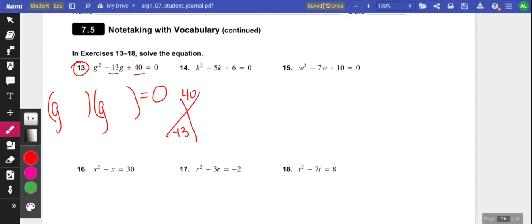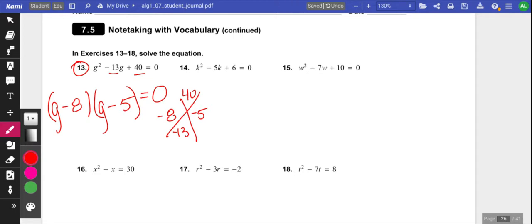So 2 and 20 aren't going to do it. I have to think of what those signs are going to be. If they multiply to a positive number and they add to a negative, these are both going to be negative numbers. They're going to multiply to a positive number, but they're going to add up to a negative number. So I'm thinking, it's not 4 and 10, but 8 and 5. This is why the factor sheet makes your life a lot easier. Negative 8 plus negative 5 add up to negative 13. So I can go, g minus 8, g minus 5.